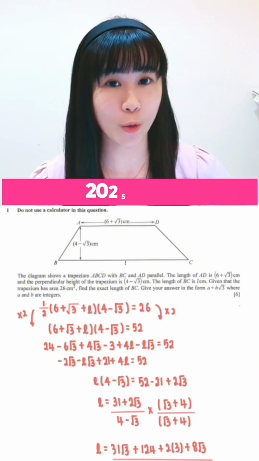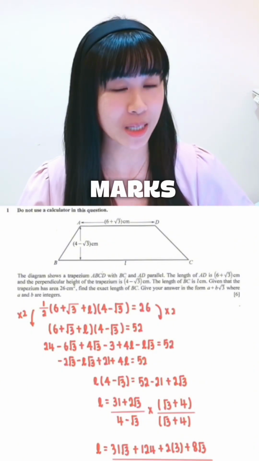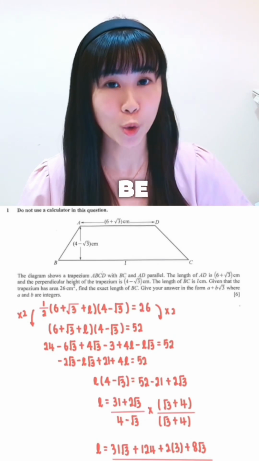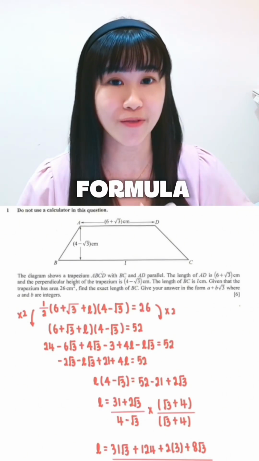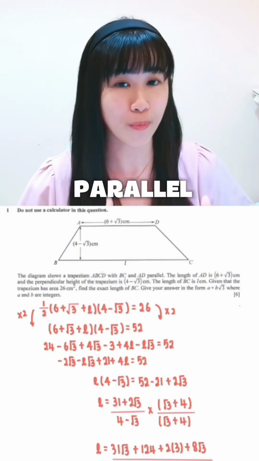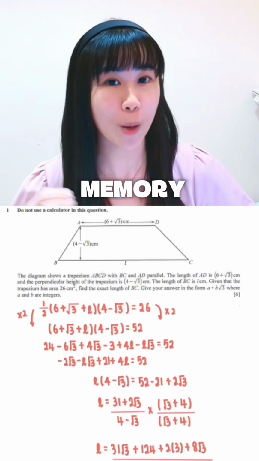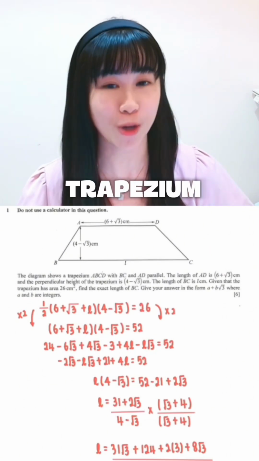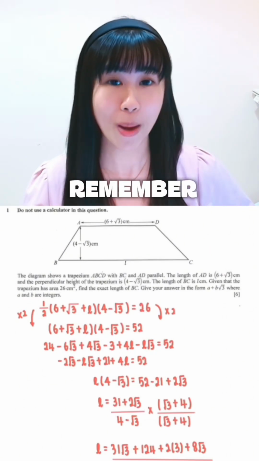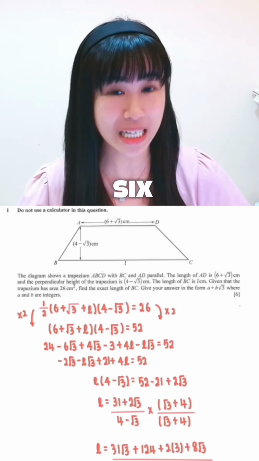Right here, this is a question from the 2025 O-Level A-Math paper. Question 1 is worth 6 marks. As you can see from this question, to be able to even start with it, you actually need to know the area of trapezium formula, which is half times sum of parallel lines times height. You are required to know that from your memory of the Set 1 mensuration topic on area of trapezium. So imagine if you couldn't remember this formula, you cannot even start with this question, let alone gain the 6 marks for A-Math.